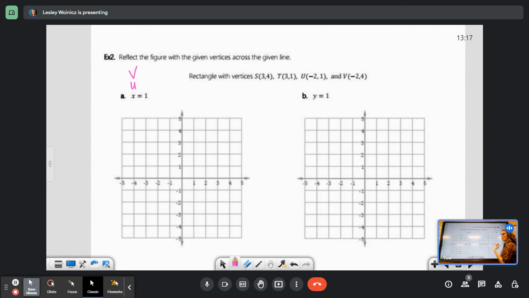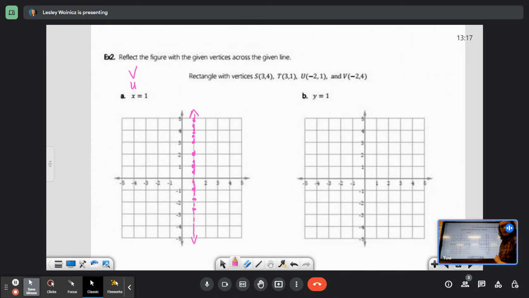So if we think about all the places where the x coordinate is 1, here's (1, 1). Here's (1, 2), (1, 3), (1, 3.5), (1, 3 3/4). All of these infinite points, if we connect them, make up the line x equals 1. So you can go ahead and just dash that line in. That's our line of reflection.